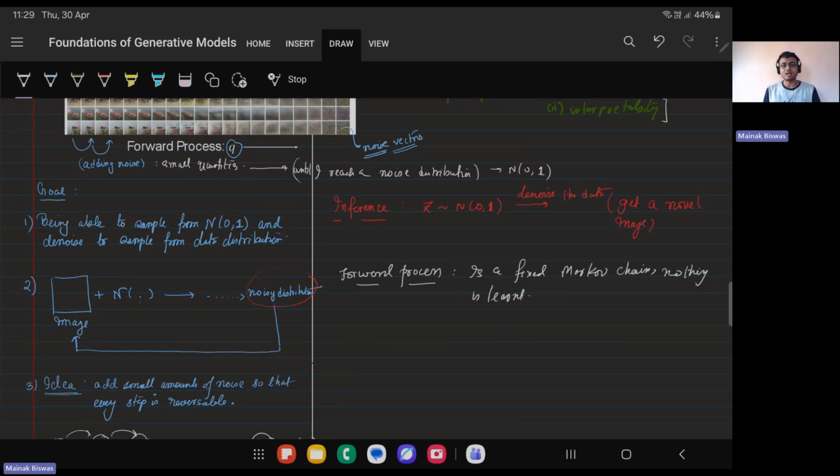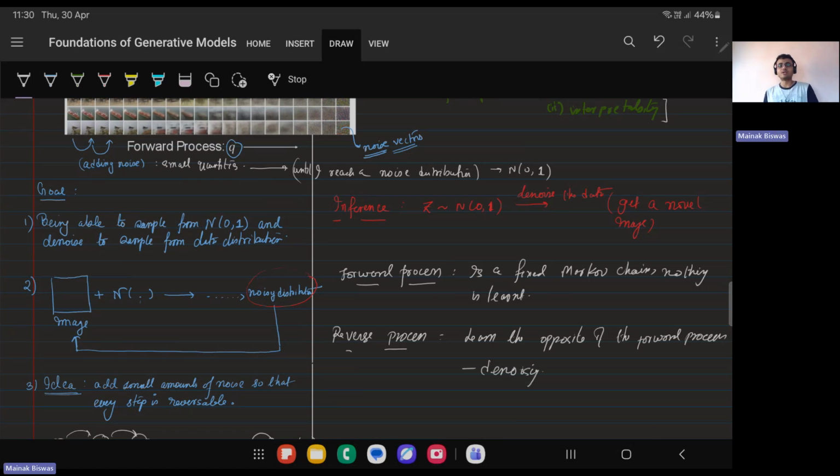What do I mean by that? I'll come to it. But in the reverse process, what we end up doing is we learn the opposite of the forward process. That is denoising.